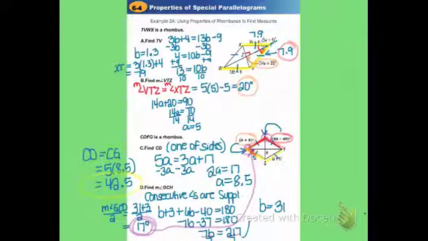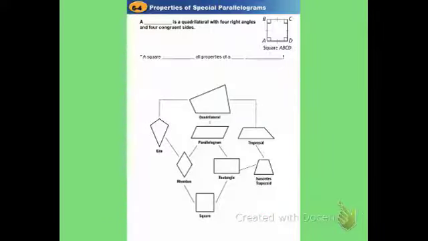So let's go ahead and turn the page. The final kind of special parallelogram we're going to be studying is the most specific kind of parallelogram. It's actually the most specific kind of quadrilateral. A square is a quadrilateral with 4 right angles and 4 congruent sides. So it's like we're merging together the rectangle and the rhombus.